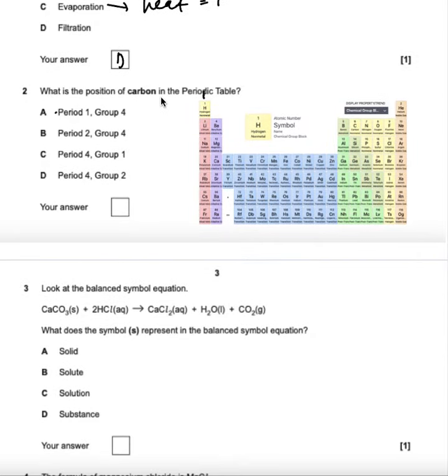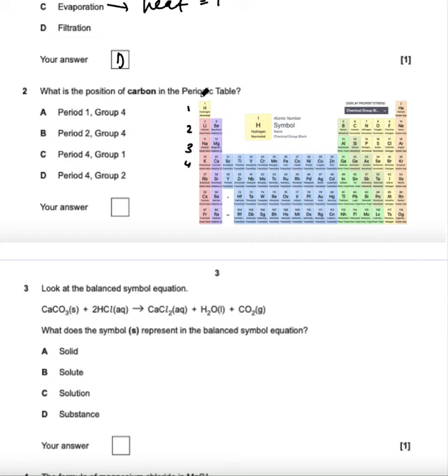What is the position of carbon in the periodic table? When you go across, it's a period. When you go up or down, so here, here, here, this is a group. And so this would mean that this is period 1, that's period 2, that's period 3, 4, and so on.